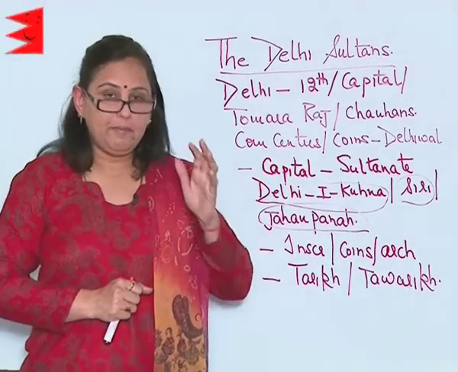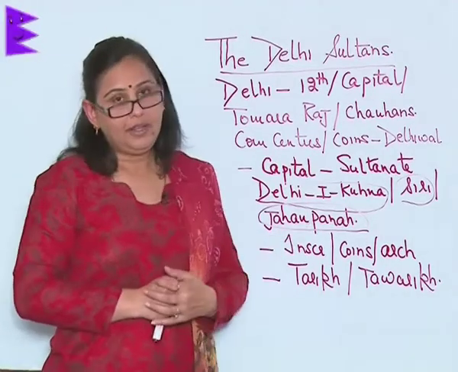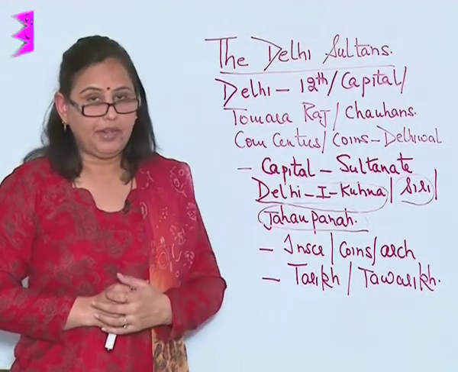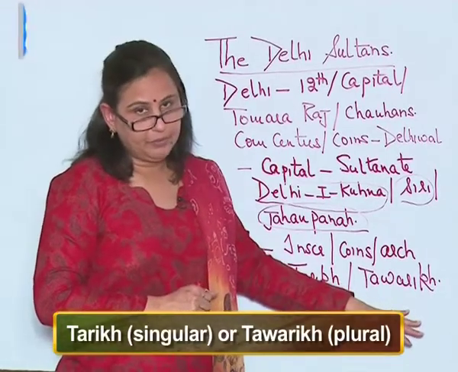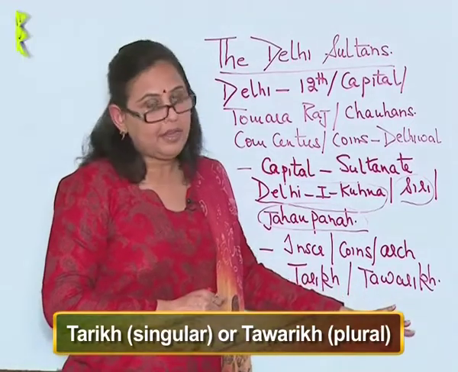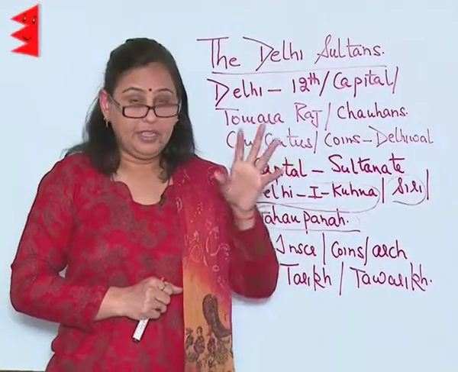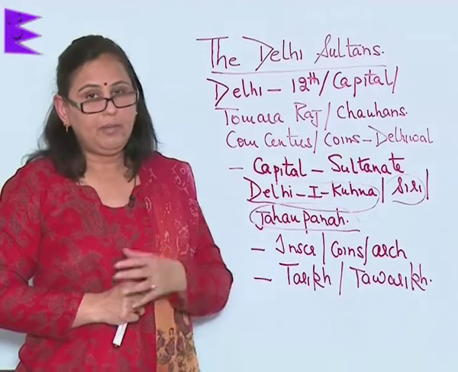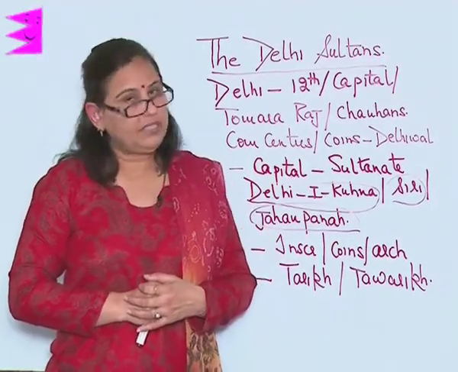But the most important source of history of the Sultanate period is the Arabic history which is found in this period, and it is called Tarikh or Tawarikh. Tarikh is the singular and Tawarikh the plural. So the Tawarikh or the Tarikh is the most important historical source available for reconstructing the history of the Sultanate period.